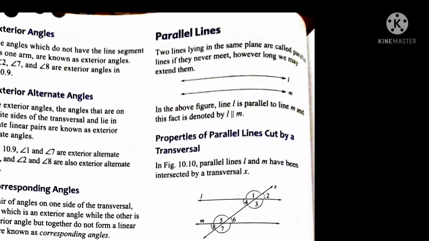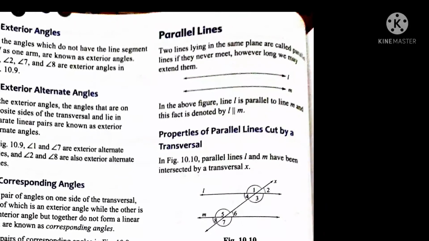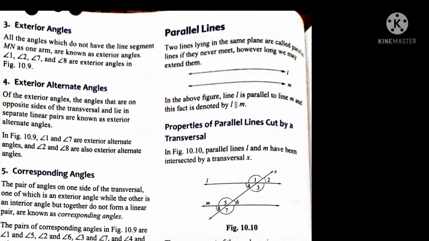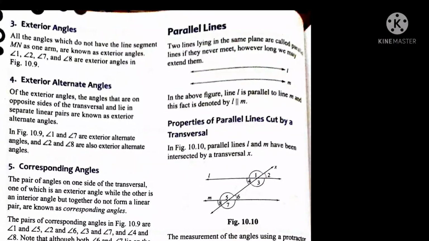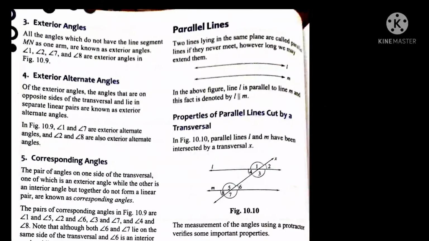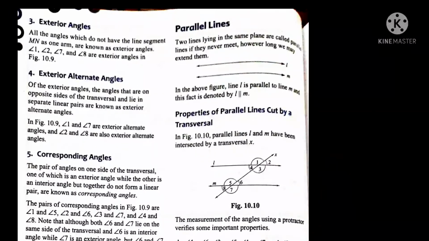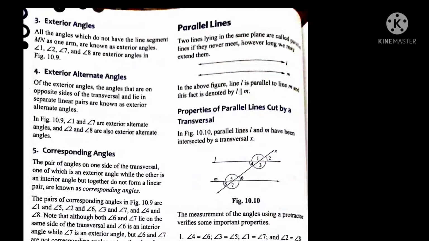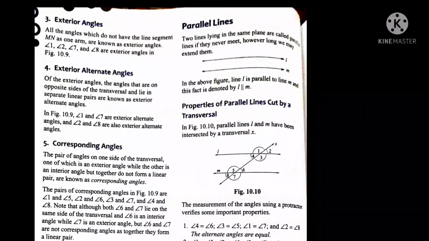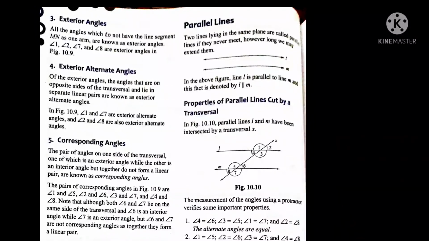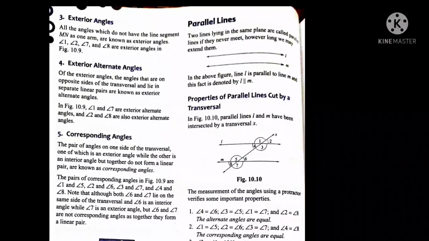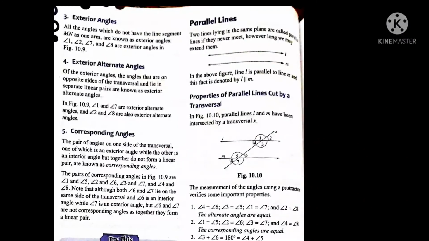In the earlier topic we have studied that if there are two lines and one transversal is intersecting them, then some pairs of angles are formed. Here also a transversal cuts two parallel lines, then what will happen? Again angles are formed. But this time the alternate angles, the corresponding angles and exterior alternate angles will be equal to each other. So you can see in this figure 10.10, 8 angles are formed and in property number 1 you can see alternate angles are equal.